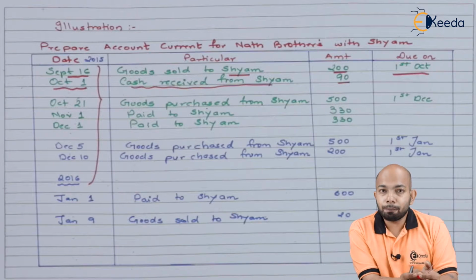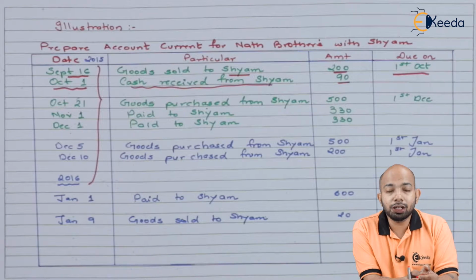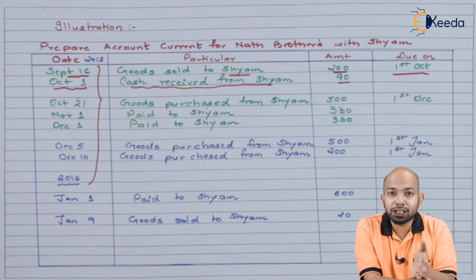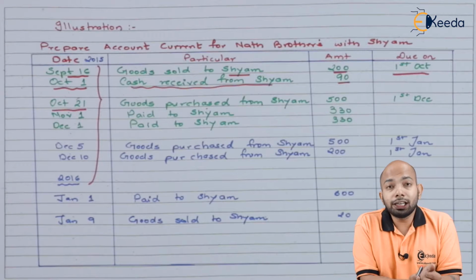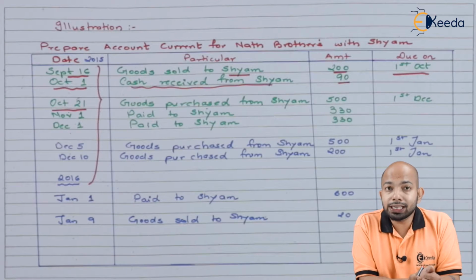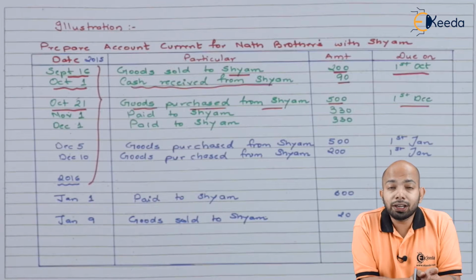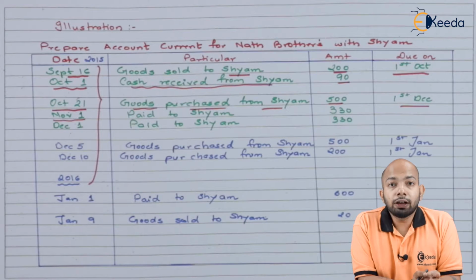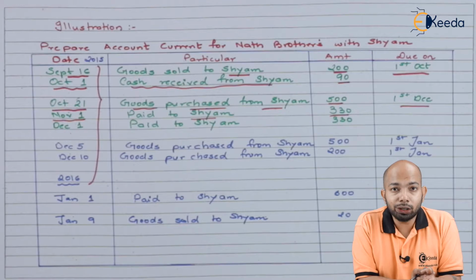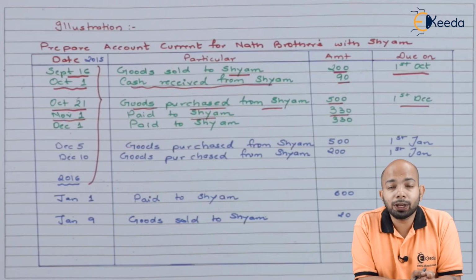Wherever there is a receipt of payment, there is no due date that has been mentioned. We'll consider that same transaction date to be the due date here. Similarly, on October 21st, goods were purchased from Sham amounting to rupees 500, and the due date was 1st of December. November 1, we paid certain amount to Sham, 330. Again here the due date hasn't been mentioned, so it will be 1st of November as the due date.